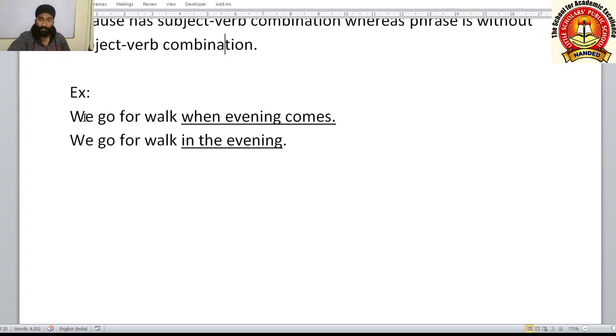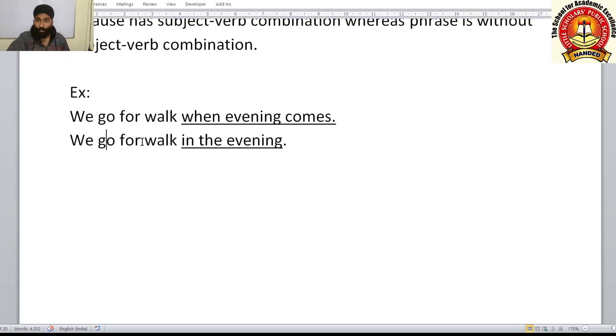Let us see one example. We go for walk when evening comes. Here you see when evening comes. This conjunction when is there. These conjunctions are absent in phrases. Thereafter evening comes. This evening is acting as the subject here, and comes is the main verb here, means the finite verb, the verb which changes according to the subject and the tense. So this is a clause. This group of words is a clause, but this is a dependent clause that we will understand in the upcoming part.